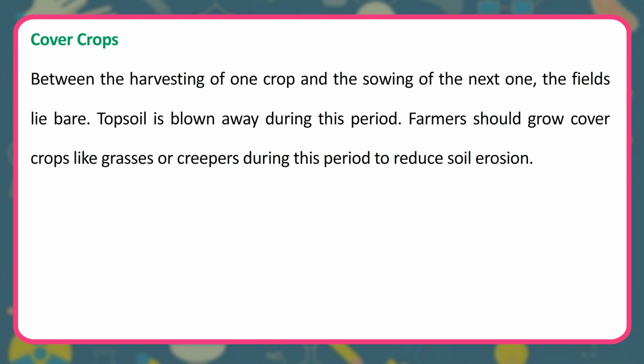Cover crops. Between the harvesting of one crop and the sowing of the next one, the fields lie bare. Topsoil is blown away during this period. Farmers should grow cover crops like grasses or creepers during this period to reduce soil erosion.